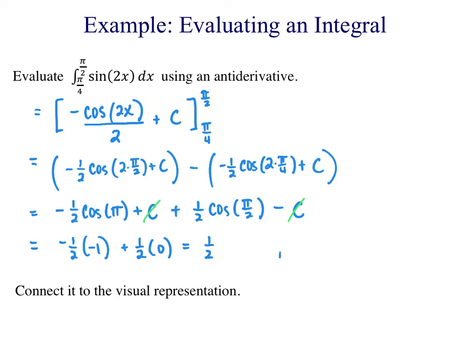So the visual representation of this, we are looking at a sine graph because of the period of this sine graph. We know that pi is out here, which means we've got pi halves in the center of the cycle, and pi fourths. So the visual representation is that the area bounded between the curve and the x-axis will have a value of 1/2.